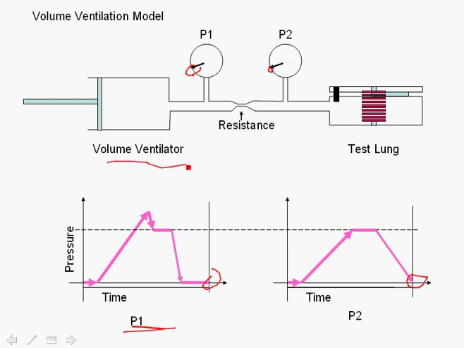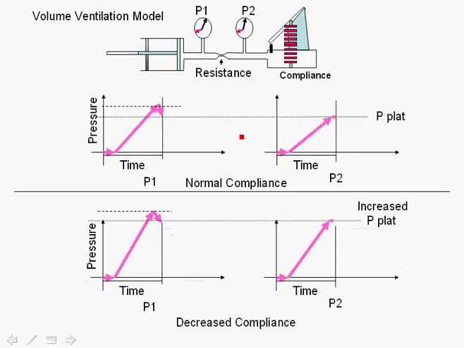Well, that's a lot of information to take into account. So let's look at this. What we want to do is look at the effects of resistance and compliance. We know that resistance is only a factor when there's flow in our system, and compliance is related to the distensibility of the lung, which is controlled by this spring here. So variations in compliance only affect this pressure gradient in here, or our P plat.